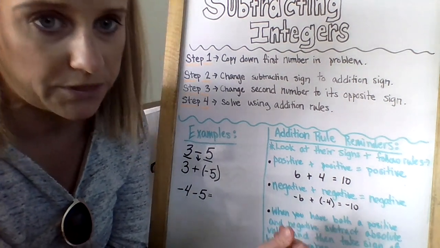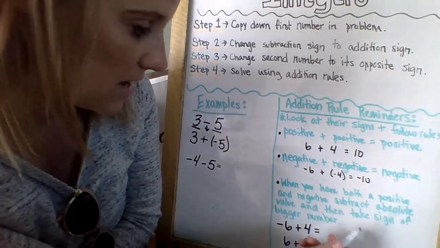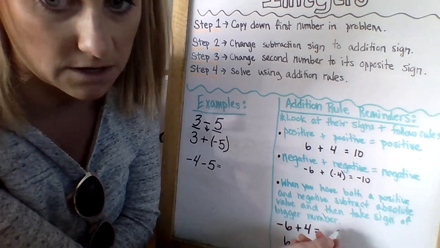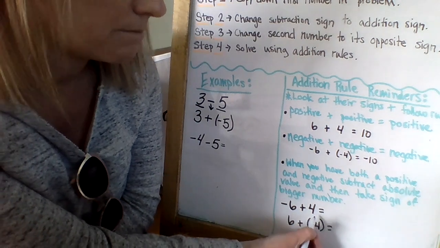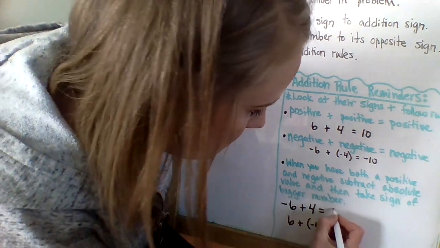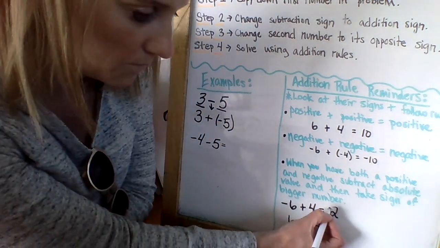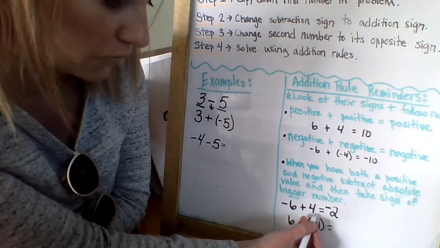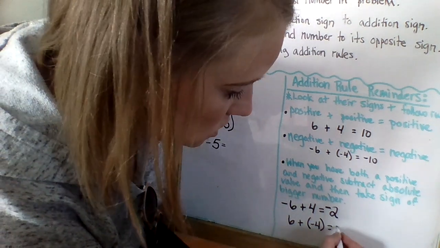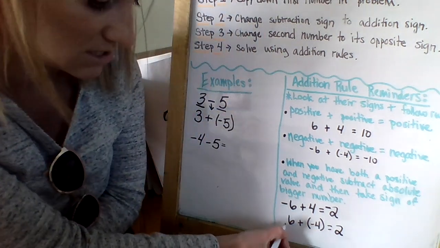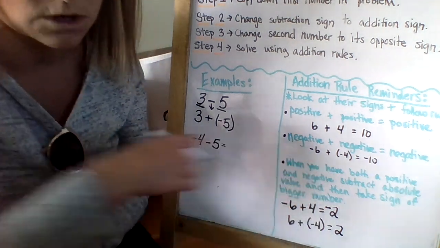It gets a little tricky when you have both a positive and a negative integer. What you need to do is subtract the absolute values and then take the sign of the bigger number. So for an example, I'm going to subtract down here my 6 minus 4, which equals 2. And then I take the sign of the larger number. So that is a negative sign here. So negative 6 plus 4 equals negative 2. 6 plus a negative 4, now I'm going to subtract again. I get a 2, but this time it's going to stay positive because 6 is positive and 6 is the bigger number. So that's just a review of addition rules.